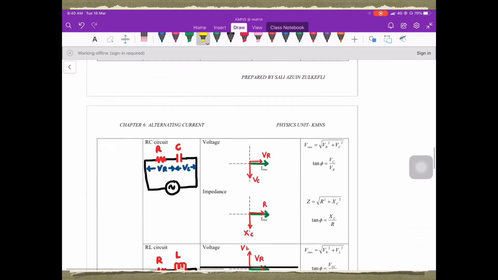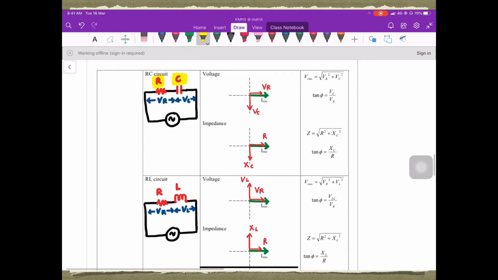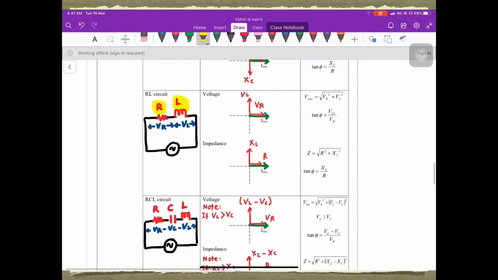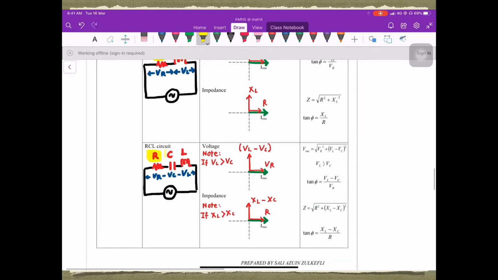Next, the combination of RC circuit means we have a resistor and capacitor in the circuit. RL circuit means we have a resistor and inductor in the circuit. And the last combination is RCL circuit, meaning we have a resistor, capacitor, and inductor.